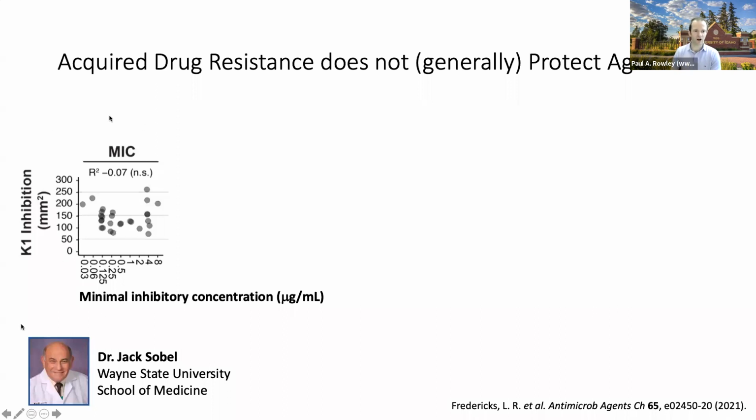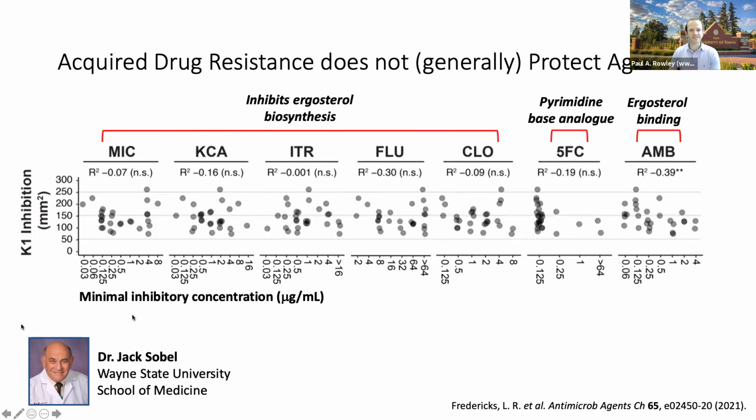So this is an example of miconazole, looking at the minimal inhibitory concentration of miconazole. Sorry, it's both MIC. It's a little confusing. But essentially what we see is that the different MIC values of these different Candida glabrata strains don't correlate with the degree of growth inhibition that we see with K1. And overall, that plays out for all of the ergosterol biosynthetic inhibitors, all the azole antifungals. We don't see any correlation there.